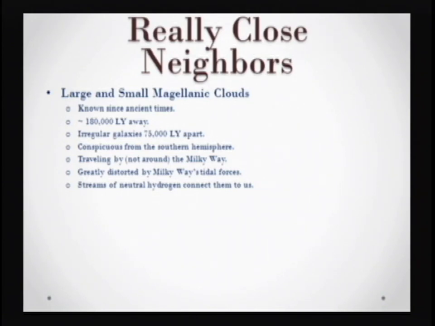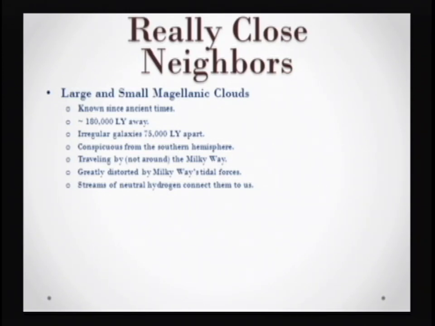Then we have really close neighbors, and that's what we talk about, the large and small Magellanic clouds. Remember that picture that I showed you at the beginning and the one that you had the URL to on astronomy picture of the day. Those things have been around for a really long time. Magellanic, they were named for, again, Straits of Magellan, you know, when he was down there exploring. So they have been known for a long time because all you have to do is look up and see them. You do not need a telescope to see the large and small Magellanic clouds. They're about 180,000 light years away, which means they're relatively close.